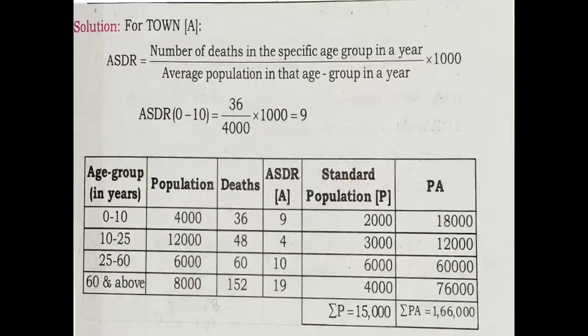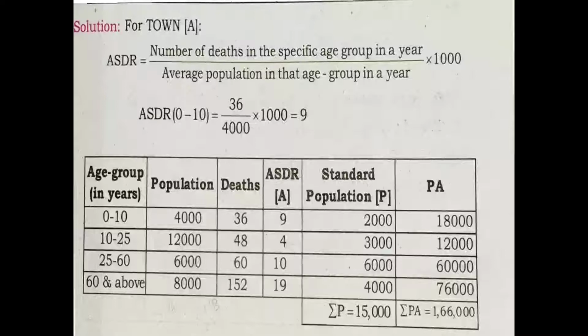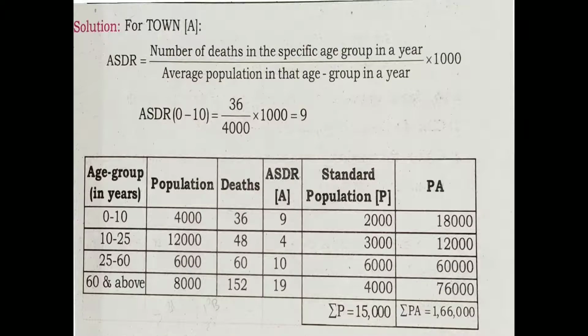For town A, now we shall calculate age-specific death rate. Age-specific death rate for town A is given as number of deaths in a specific age group in a year divided by average population in the age group in a year into 1000. Now for the first one, that is solved, the age-specific death rate for the age group 0 to 10 is equal to 36 divided by 4000 into 1000, which is equal to 9.